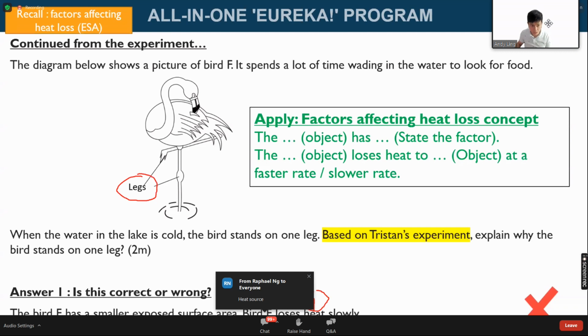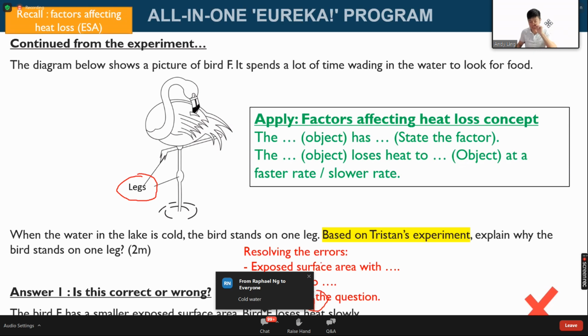Exposed surface area to the cooler water. Well done, Rupa. All right, people, you all must look at Rupa's answer. Well done. When it comes to exposed surface area, parents, you need to link back to the question. Exposed surface area in contact with what? With the cold water. Exactly.